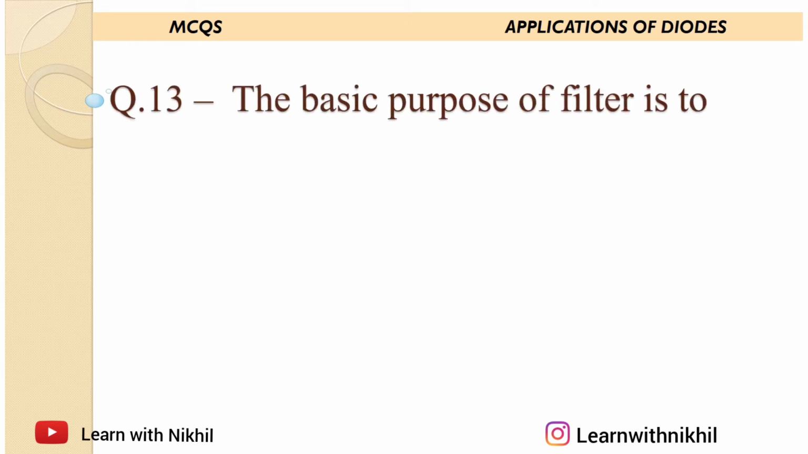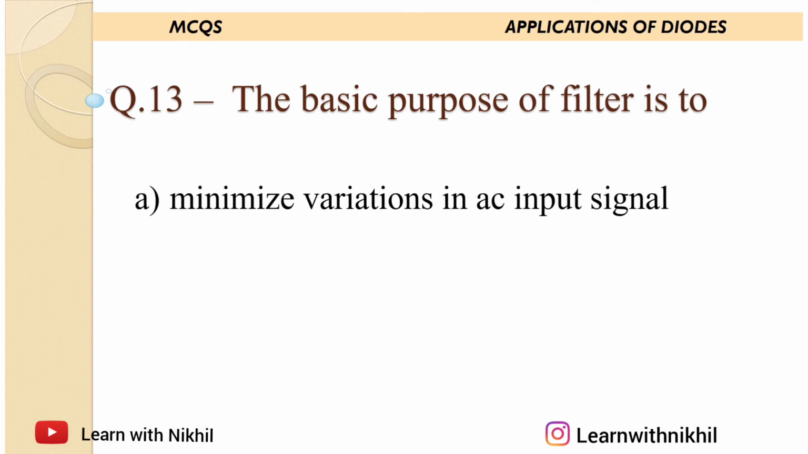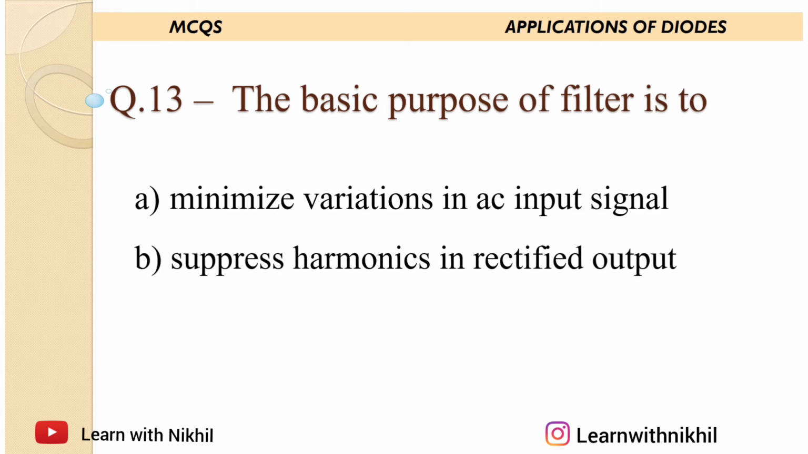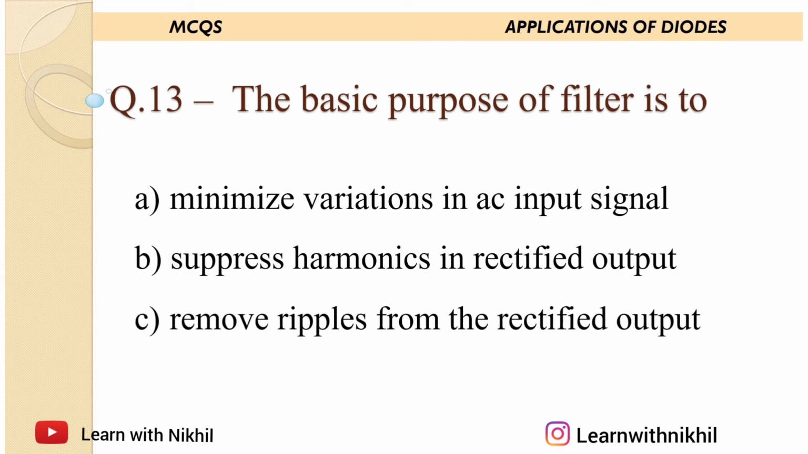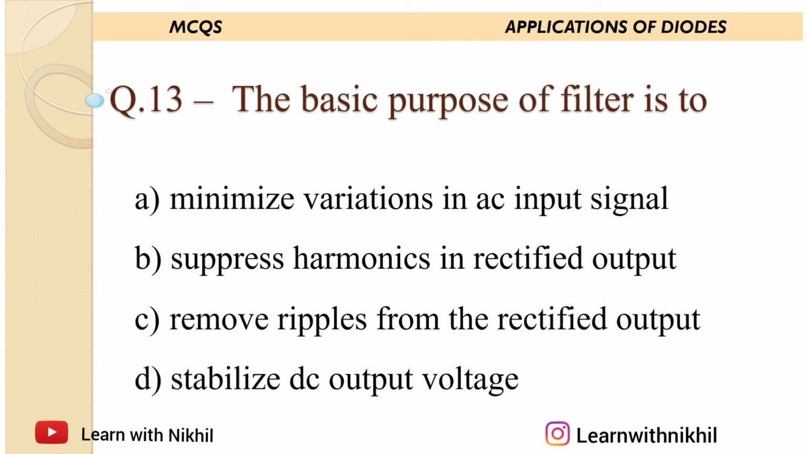Next question. The basic purpose of a filter is to A. Minimize variations in the AC input signal, B. Suppress harmonics in the rectified output, C. Remove ripples from the rectified output, or D. Stabilize DC output voltage. And the right answer is, as the output of the rectifier is given to the filter, the right answer here will be C. Remove ripples from the rectified output.